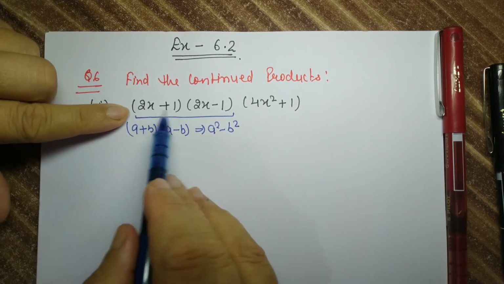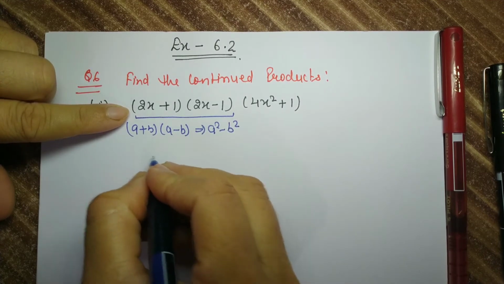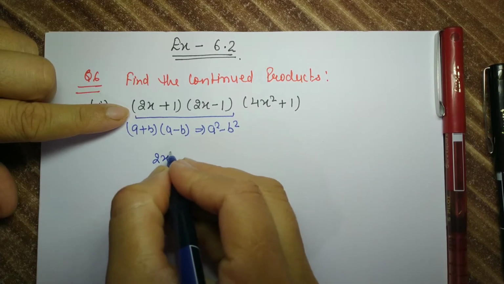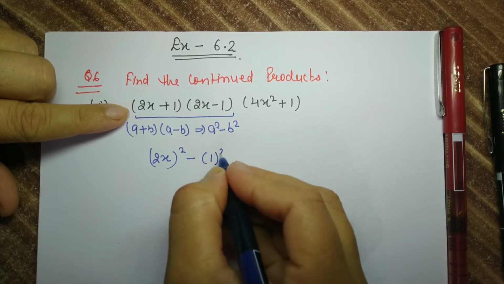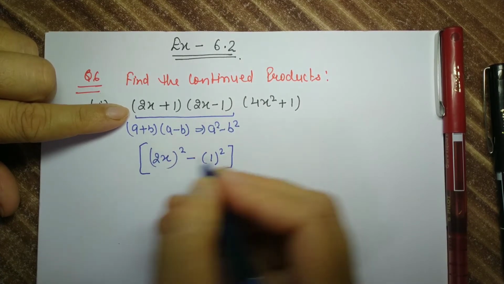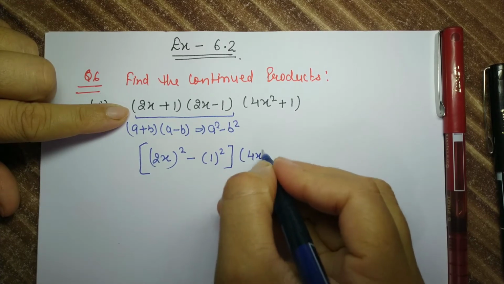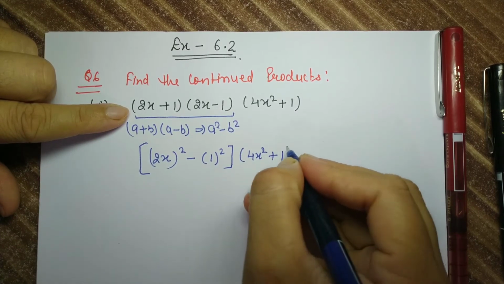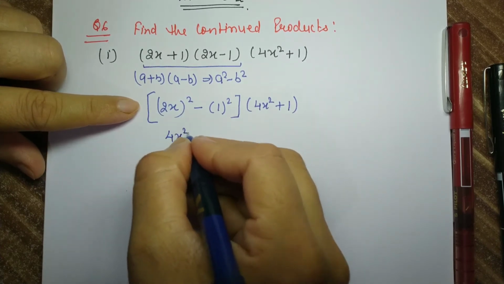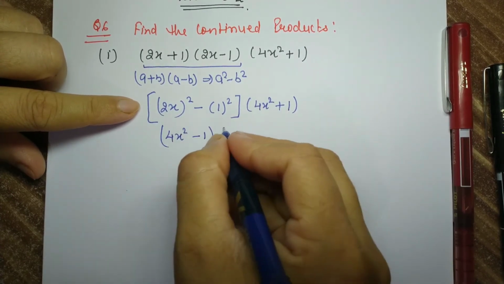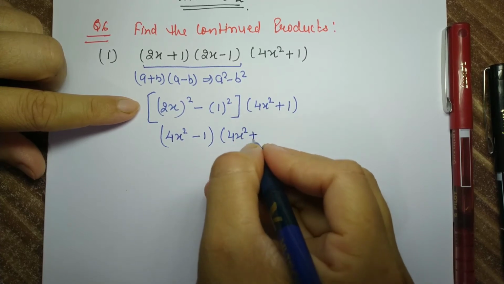So first we solve this 2 only. Then we write a², that means (2x)², minus b², that means 1². And then the second number is 4x² + 1. Let's solve: (2x)², 2 squared is 4, so 4x² - 1. Then here 4x² + 1.